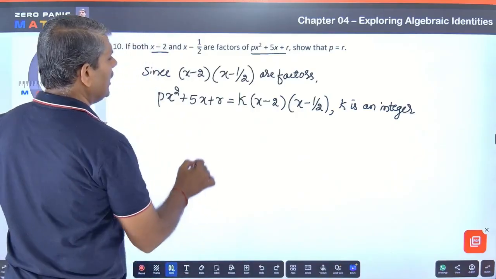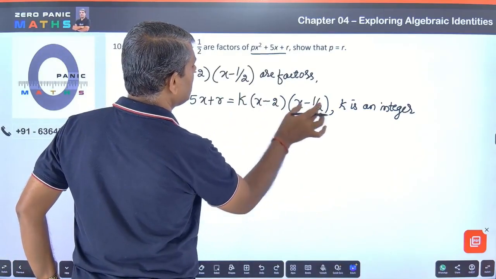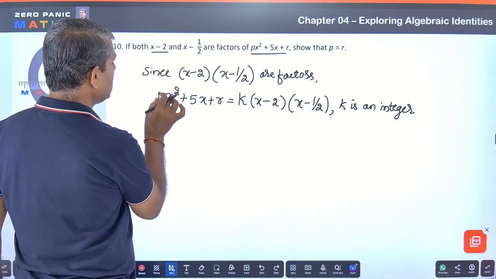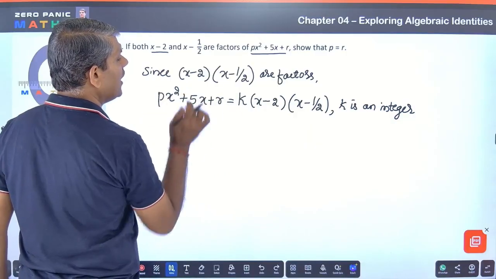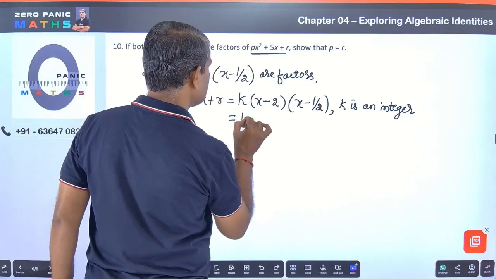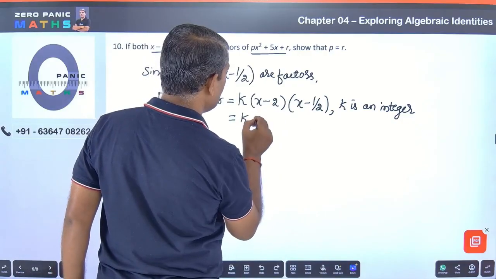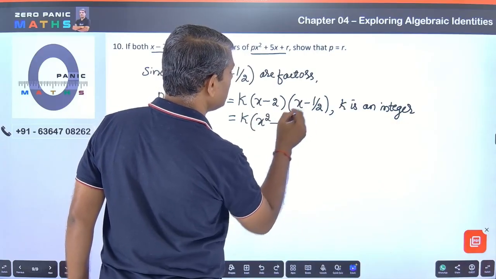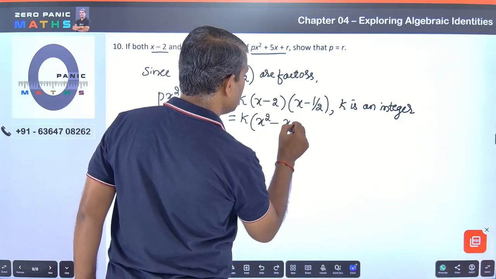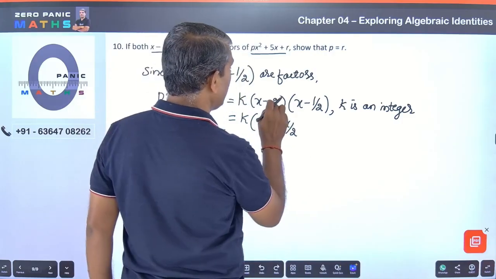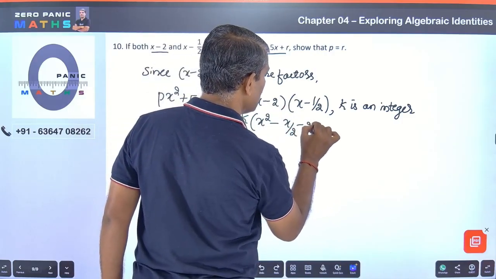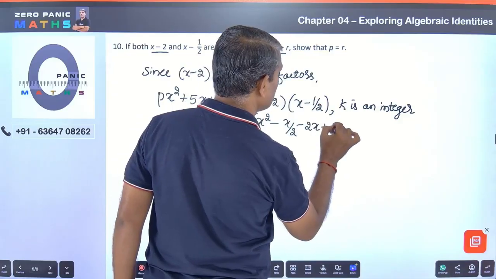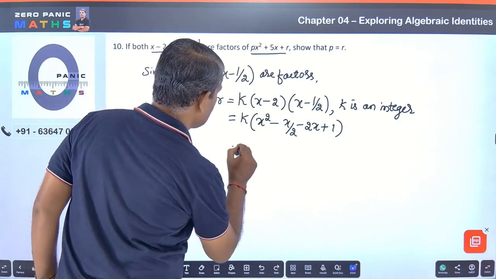Okay, now let us resolve this by multiplying (x minus 2)(x minus 1 by 2), and equate those values with the coefficient of x square and the constant terms. Let us keep k as it is: x into x is x square, minus x into 1 by 2, that is x by 2, minus 2 into x, that is minus 2x, and minus into minus is plus, and 2 into 1 by 2 is 1.